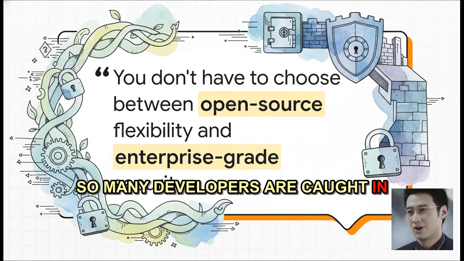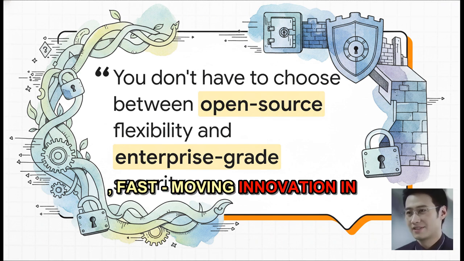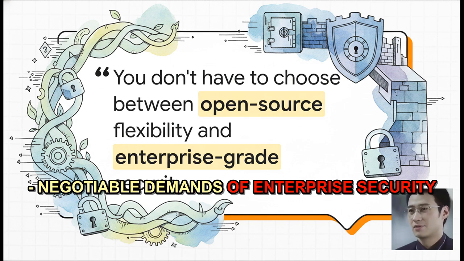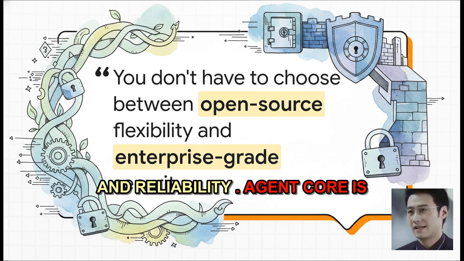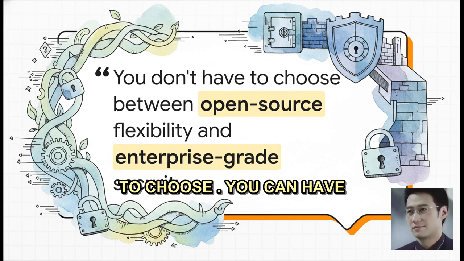So many developers are caught in this tug of war, right? On one side, you've got all this incredible, fast-moving innovation in open-source frameworks. On the other, you have the non-negotiable demands of enterprise security and reliability. Agent Core is all about saying, hey, you don't have to choose, you can have both.